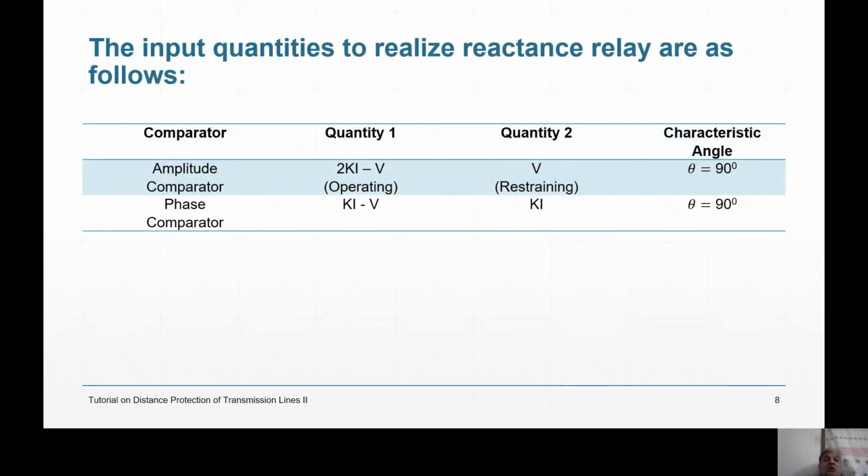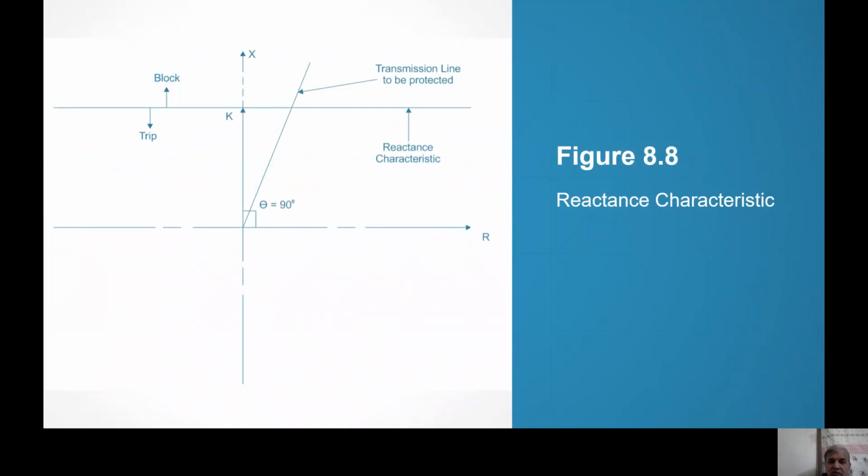So, amplitude comparator and phase comparator. This is just a table to show you what we have done. 2Ki minus V and V. Characteristic angle is 90 degree. That line Ki which you have drawn, right? The line Ki that we have drawn, Ki is at an angle of 90 degree to R axis.